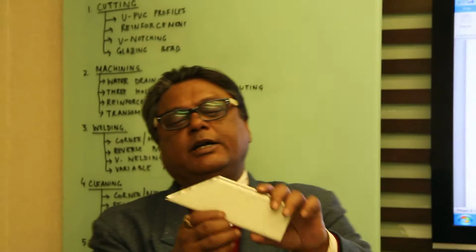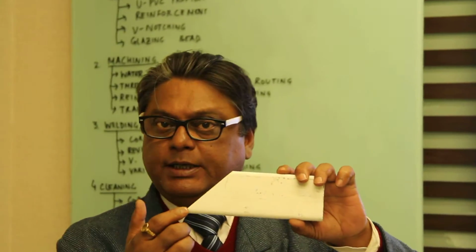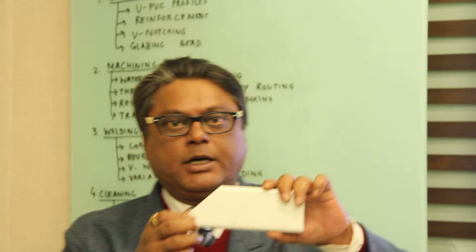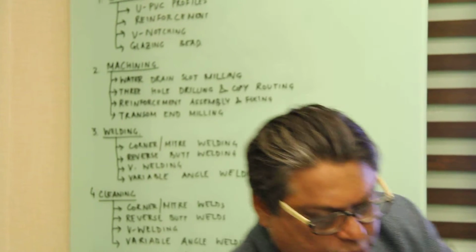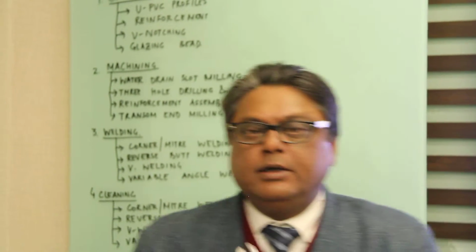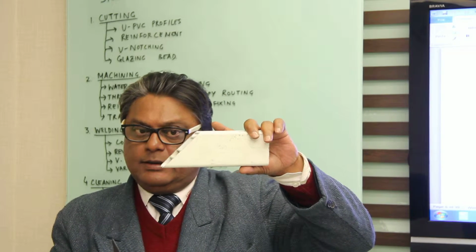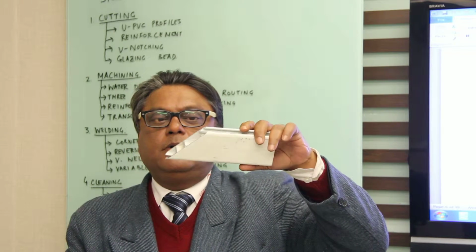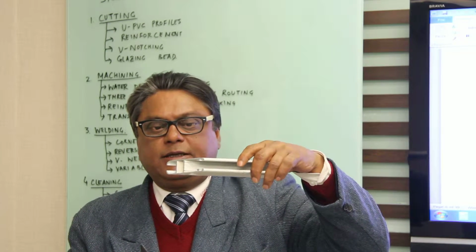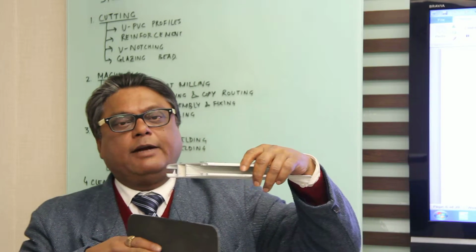Now, take a look at this profile. I need to cut this profile at 45 degrees. If I use a bottom-up cutting machine, my saw blade, imagine that this is the saw blade, will be coming up in this fashion. If I want to cut this, I have to keep the profile like this, turn the saw blade at 45 like that, and then take this cut.